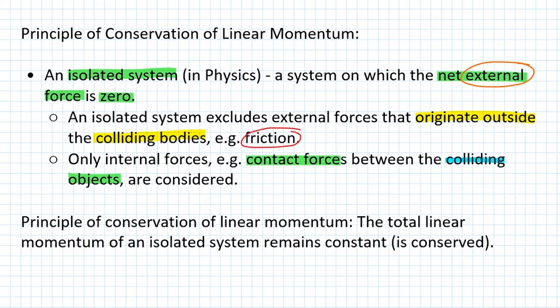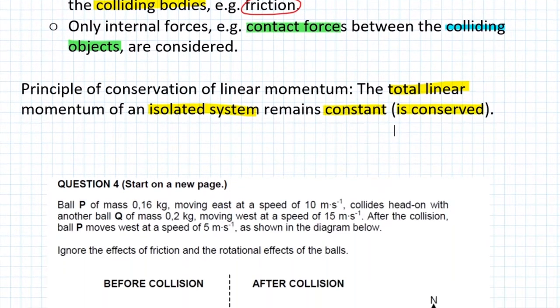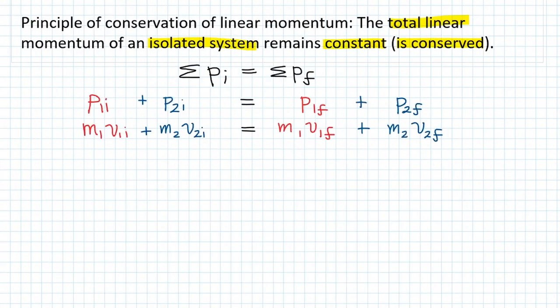Now, the principle of conservation of linear momentum says that the total linear momentum of an isolated system remains constant, or you can say it is conserved. This is a very important definition or principle, so please ensure that you learn it off by heart. In symbol form, we have that the sum of the initial momentum of the two objects, of course, is equal to the sum of the final momentum of each object.